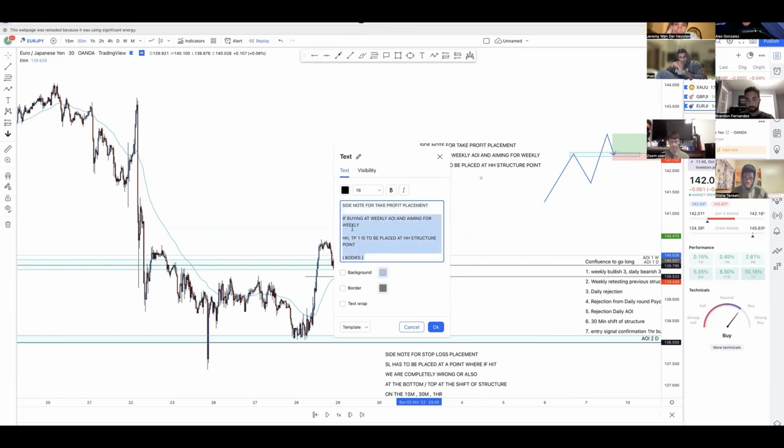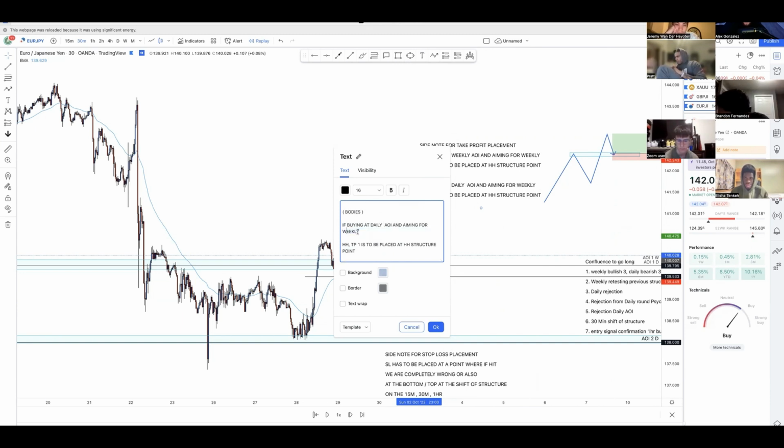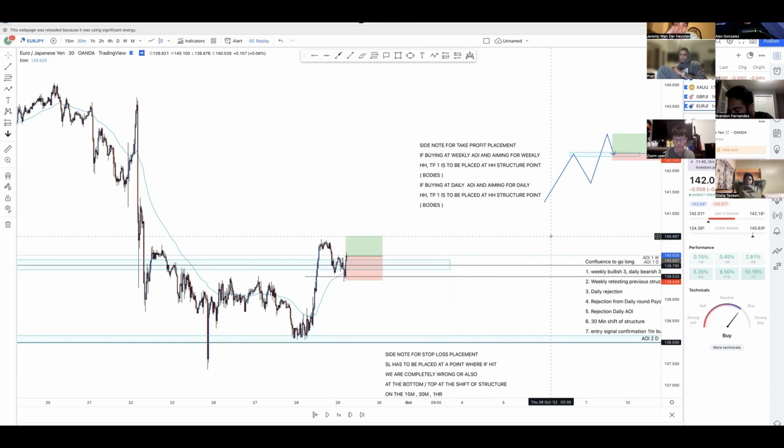If buying at a daily area of interest and aiming for a daily higher high, take profit is to be at the structure point. Does that make sense? Simple?